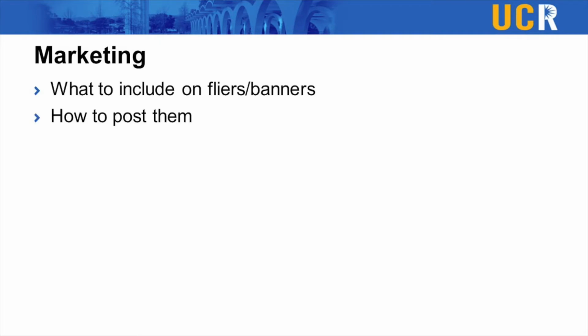Let's talk about marketing. In this section, we're going to cover what you need to include on flyers and banners, what to do with them once they are made, and then what services you can utilize to help you create them. Let's start with 8.5 by 11 flyers. This is the normal paper size and the size allowed on bulletin boards, per the posting policy.